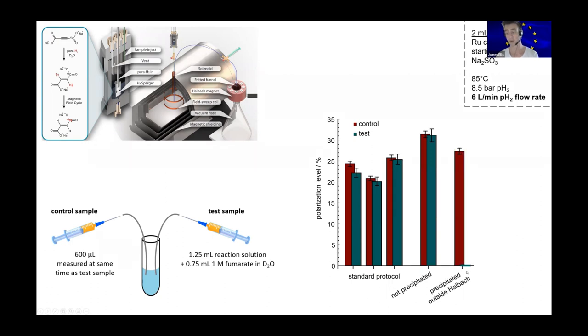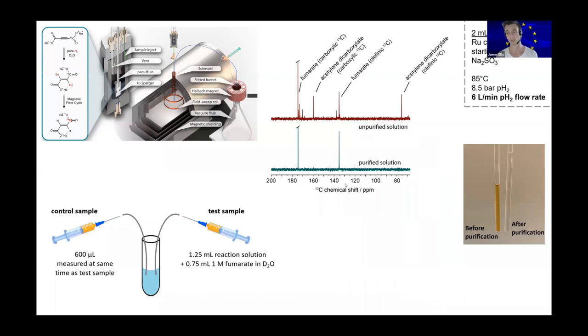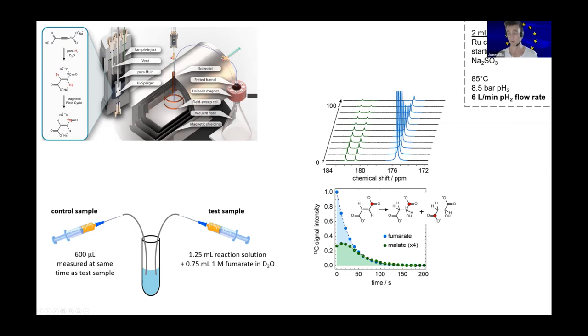If we perform the reaction without the Halbach to provide a large external field, we just lose all the spin order as dipolar order. We see no polarization. So I think maybe I can jump over these parts. This is just showing the purification, and that we can then use this purified material to perform enzymatic observations.